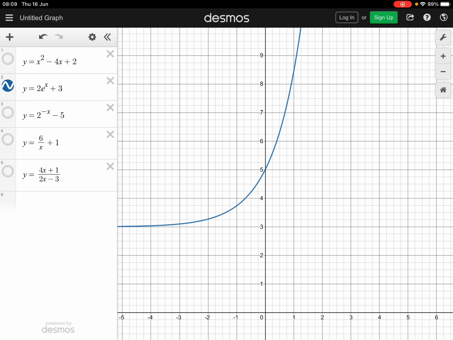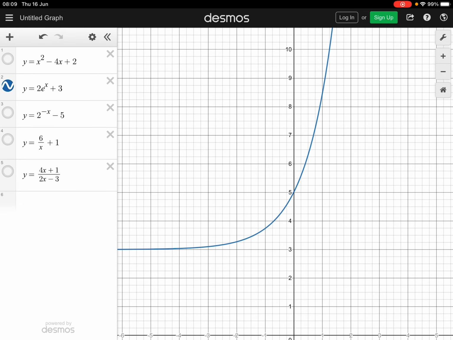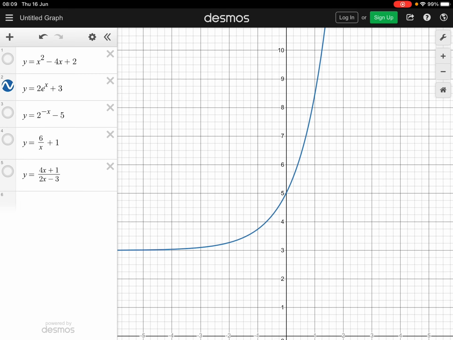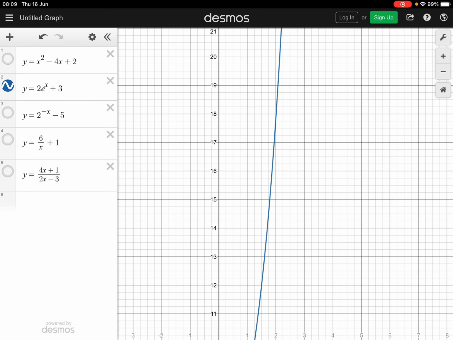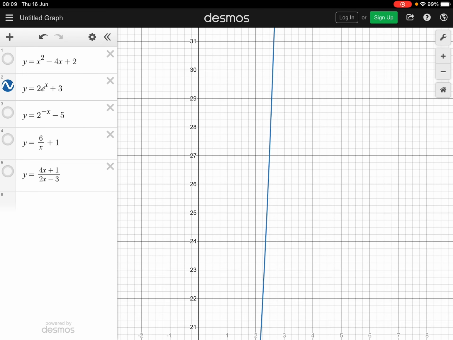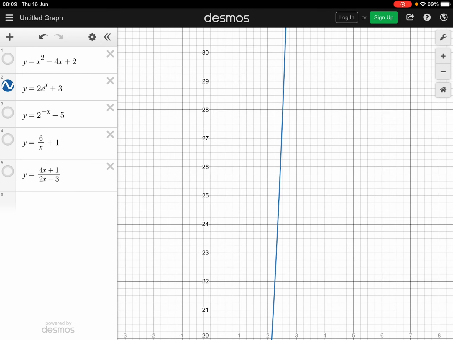Okay, so here's my graph of 2e to the power x plus 3. And there are no restrictions on the domain in this question. So let's have a look at some points here. You can see it's cutting through the y-axis there at 5. And I can see that y gets bigger and bigger. It's going up and up and up, and in fact, it is always going to keep going up. There's no upper limit to what y can be here.